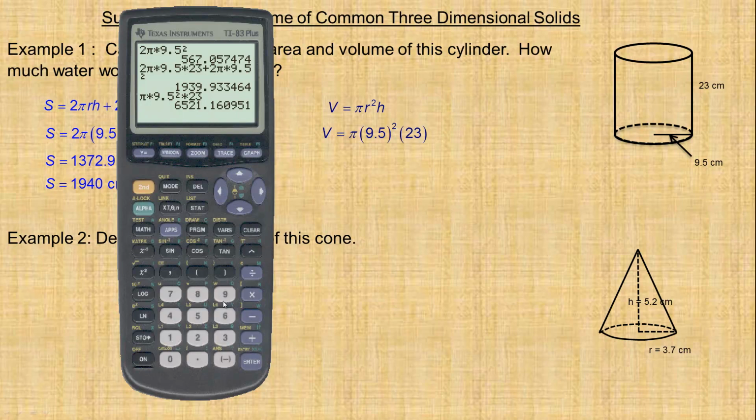Now, you can do this all separately if you want. You could square the 9.5 and go pi times that 90.25 times the 23 if you wanted to. And of course, you will get exactly the same value.